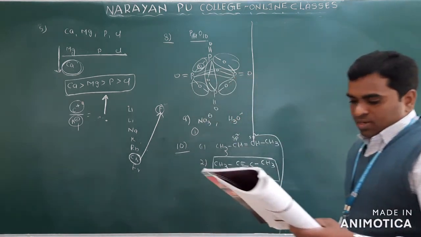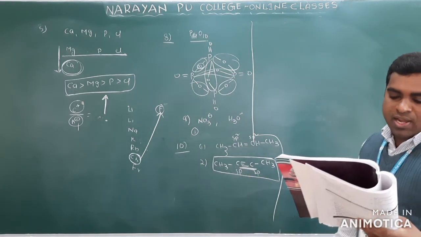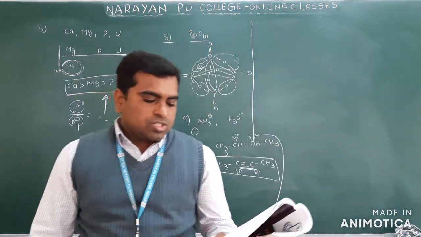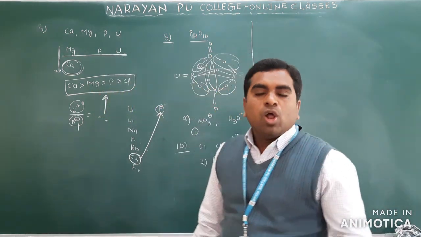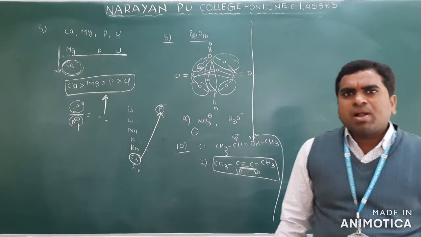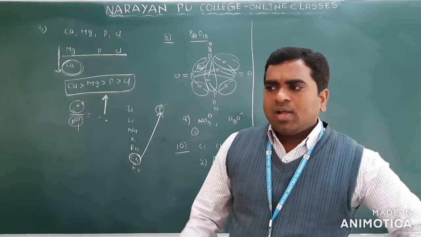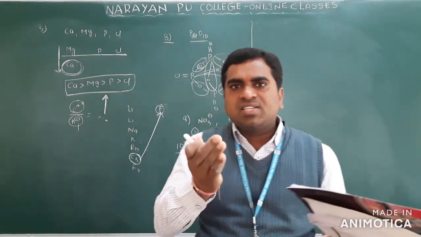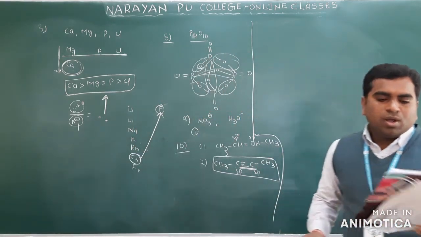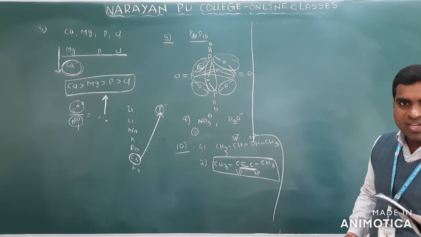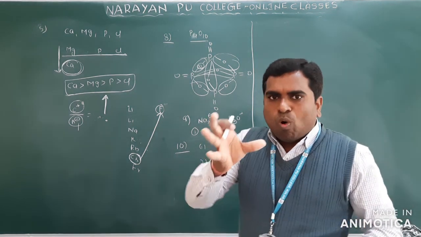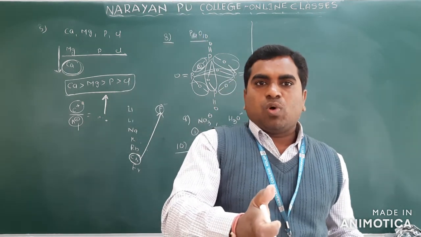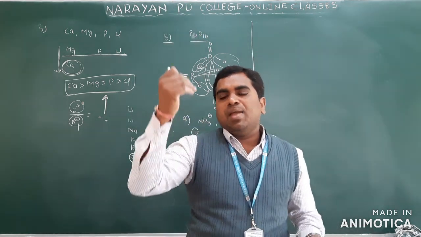Question number 10. Which of the following compounds has the lowest melting point? Clear? Lowest melting point means the bond is weak. Lattice energy and melting point or boiling point are directly proportional. If the bond is strong, you have to supply a lot of energy to break it, and that indicates a high melting point.